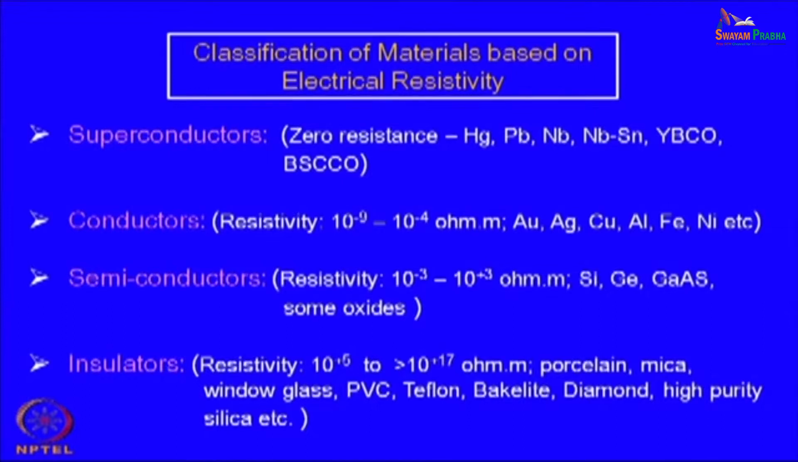Then come the semiconductors. The resistivity is still higher, in the order of 10 to the minus 3 to 10 to the plus 3 ohm meter, and there is a very important group of materials. Some are elements, some are compounds, some are oxides, and there is a whole range of materials available under this semiconductor group.